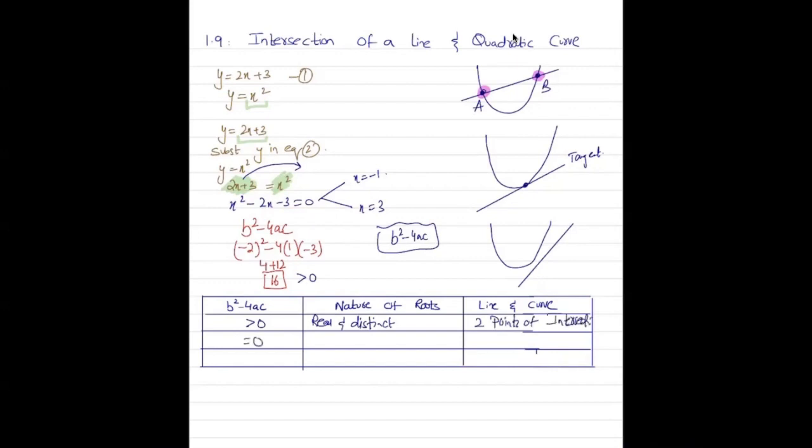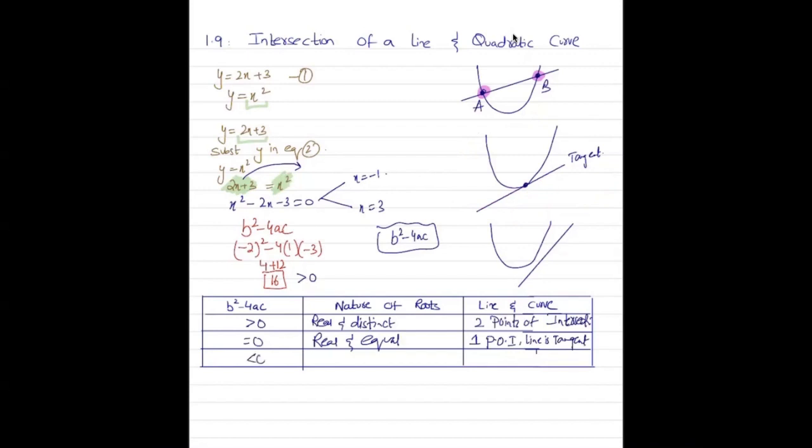Okay, if the discriminant is equal to 0, then that means that for this quadratic equation, you will have real and equal roots. And what can I say about the line and the curve? One point of intersection. This is the case where one point of intersection is there, which means that the line is going to be tangent to the curve.